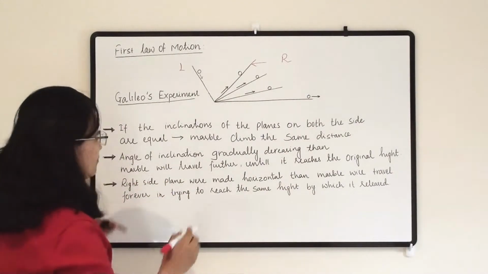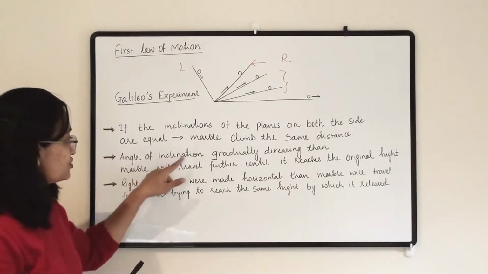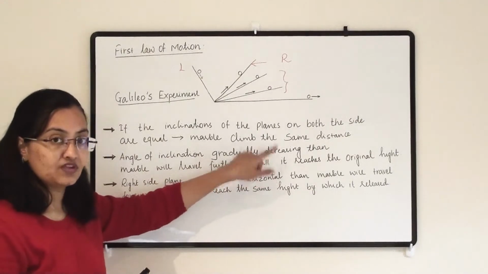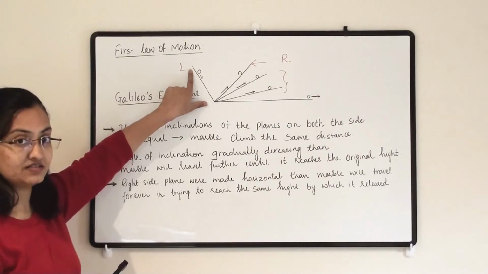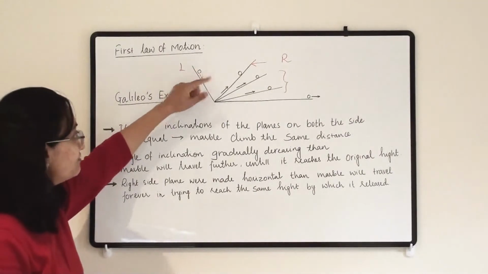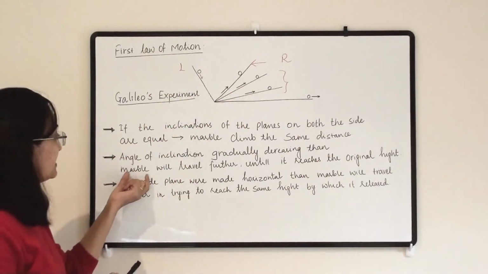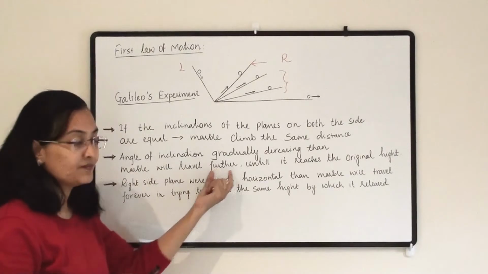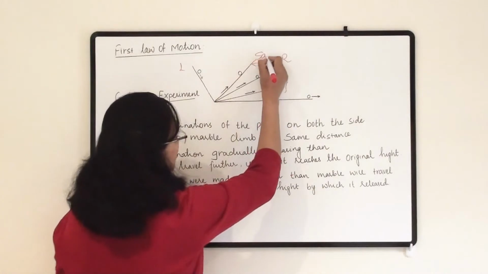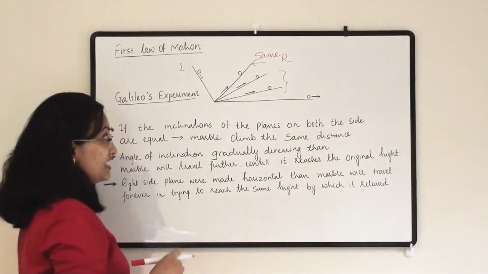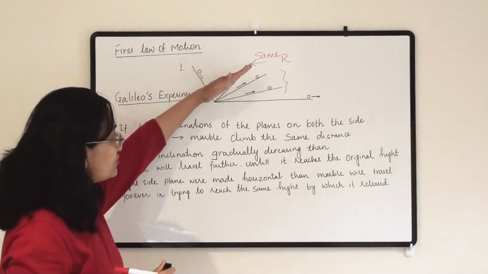Now the second case, we are talking about these two planes, where we gradually decrease the angle of inclination. We are keeping this height as it is, and decreasing the slope a little bit in these two cases. Then what will happen? The marble will travel further. In the first case the marble achieved the same height because the angle of inclination was the same. Now we are gradually decreasing the angle.